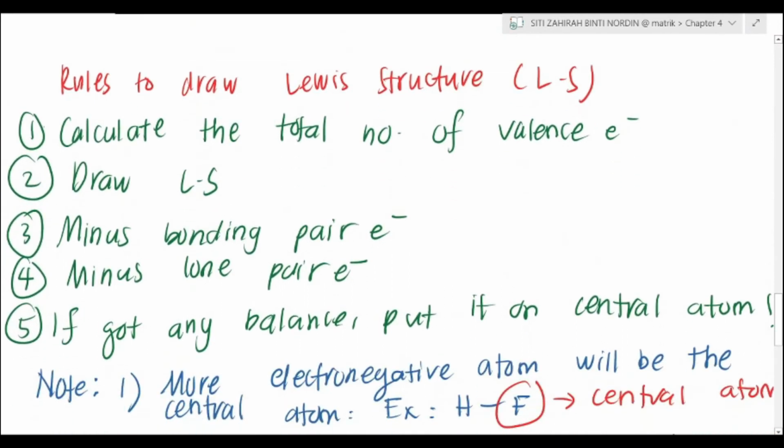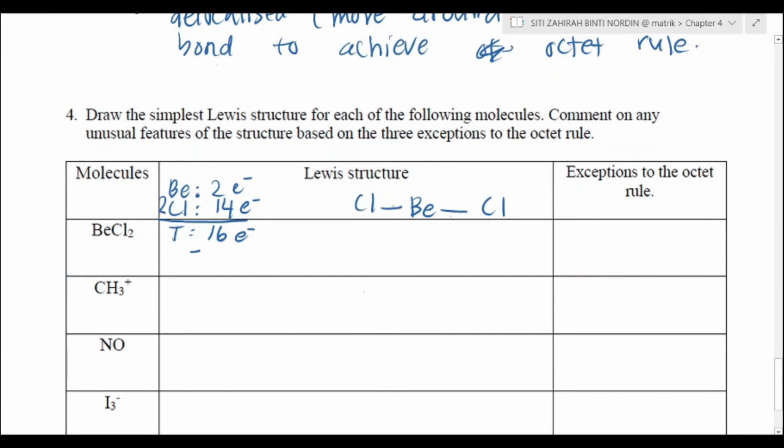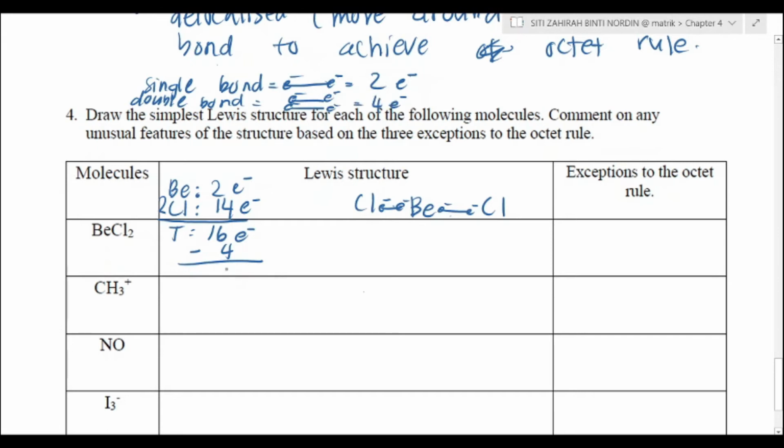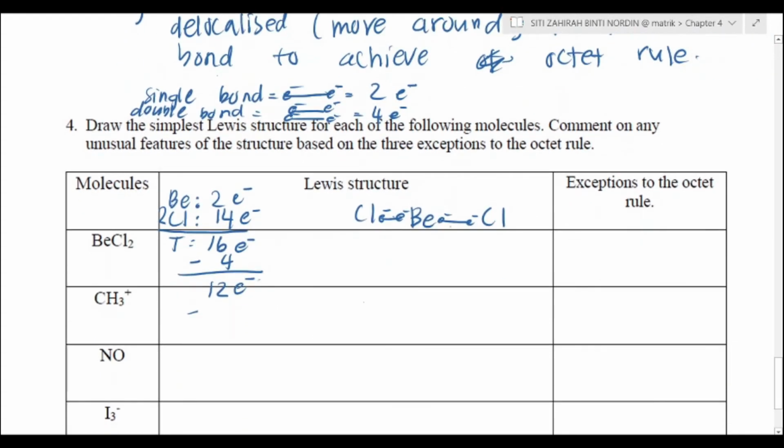The third step is to subtract the bonding pair electrons. So this is your bonding pair electrons, which consists of 1, 2, 3, 4 electrons. In short, one single bond, you're going to draw it like this, right? It carries 2 electrons. So for a double bond, there would be 4 electrons. So 16 minus 4 would be 12 electrons. So put these 12 electrons around the terminal atoms in order to achieve octet.